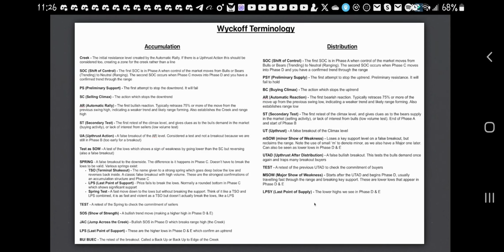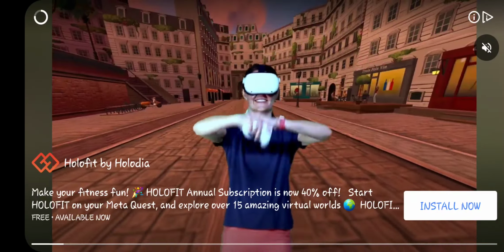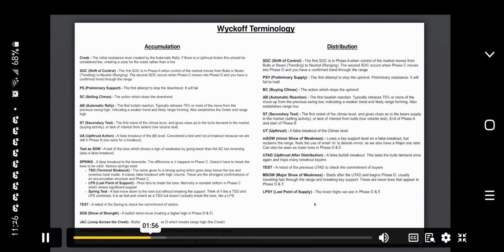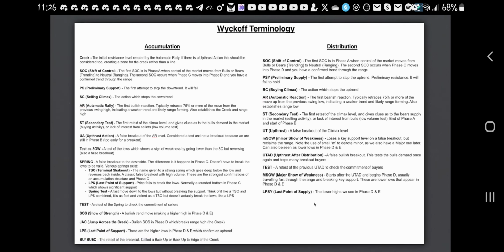That is where the shift of control is so important, and we talk about that a lot more in the next lesson. You have PS, which stands for preliminary stop, and in the accumulation, it's a preliminary support. That's the low before the climax low. So before the end, it's your most recent low. Selling climax is where the downtrend officially ends and your range starts. Automatic rally is the first bounce after that bottom.